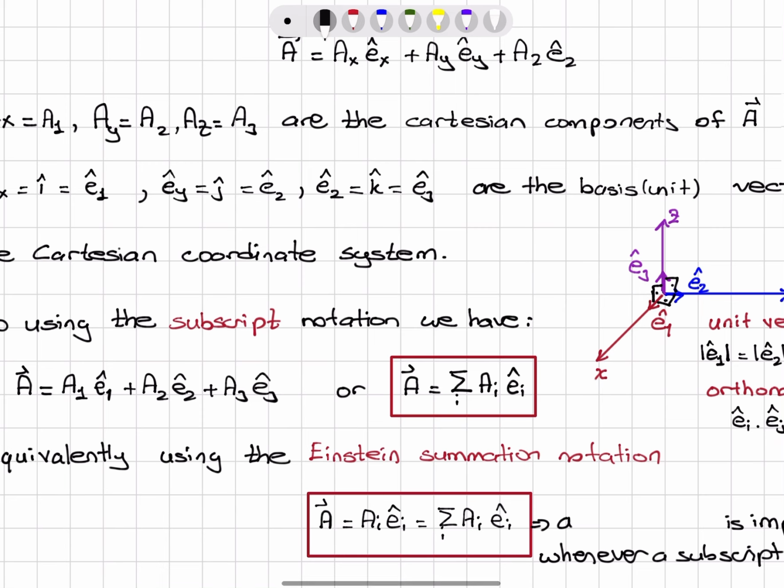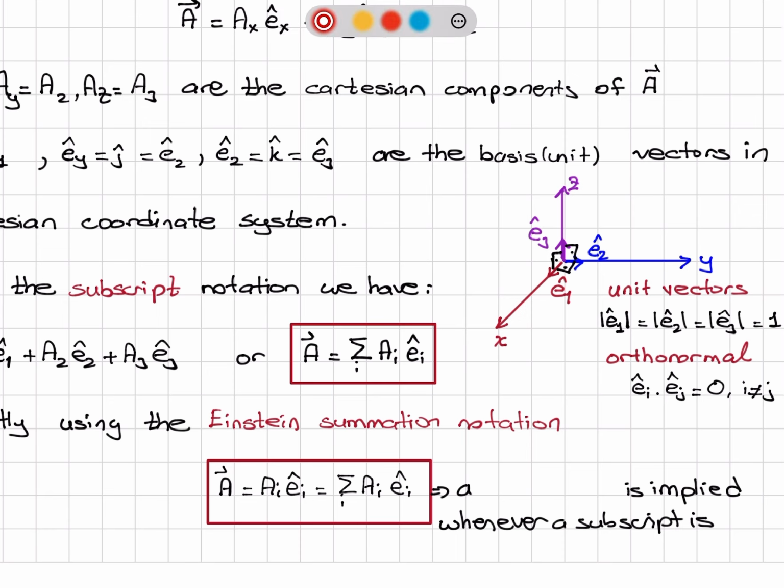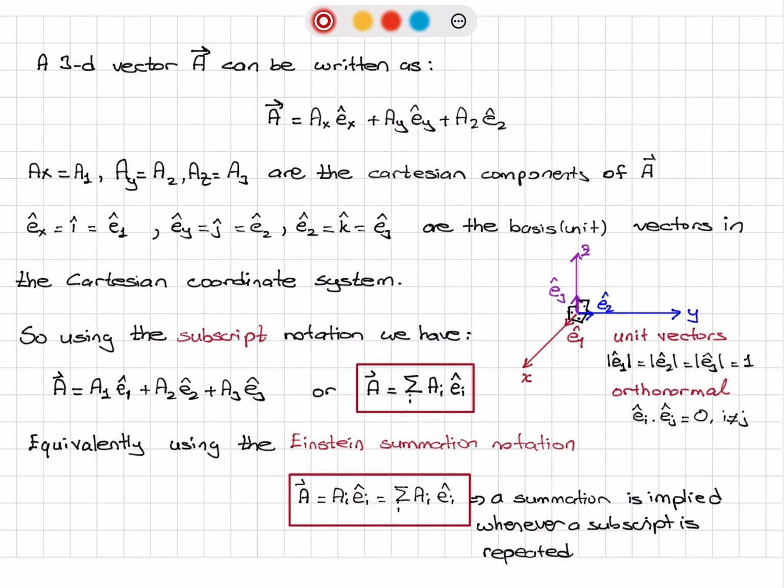So what does that mean? You can see here, if I have two of the same subscripts, i, A sub i and e sub i hat, a summation here is implied whenever a subscript is repeated. As you can see here, it's repeated, so that implies we have a summation over this index i.